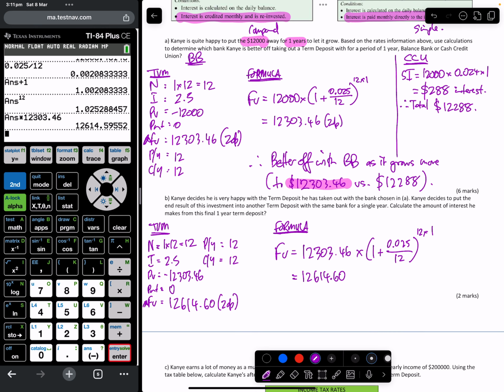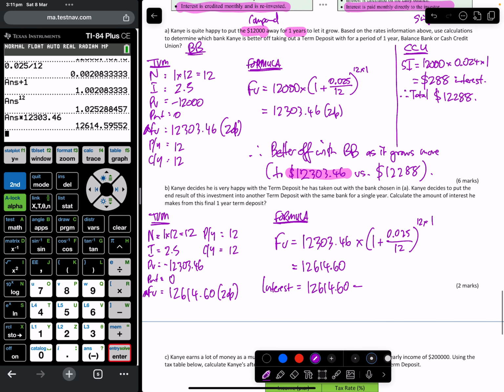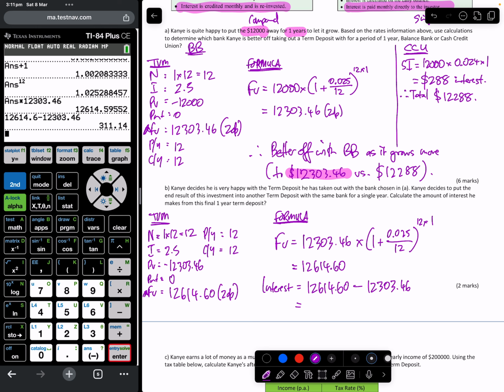Interest is going to be the FV, what it grew to, minus what it started off at, which was, remember, it wasn't 12,000. It's been in the term deposit before. This time the term deposit started at $12,303.46. So 12,614.6 minus 12,303.46. $311.14 interest.